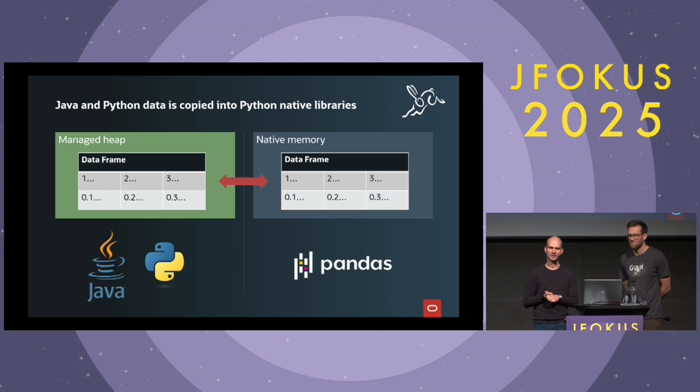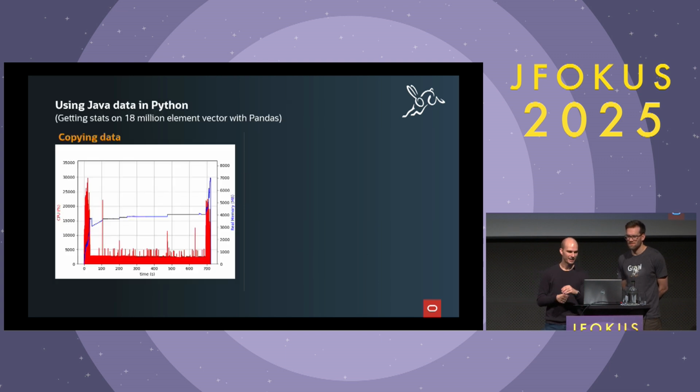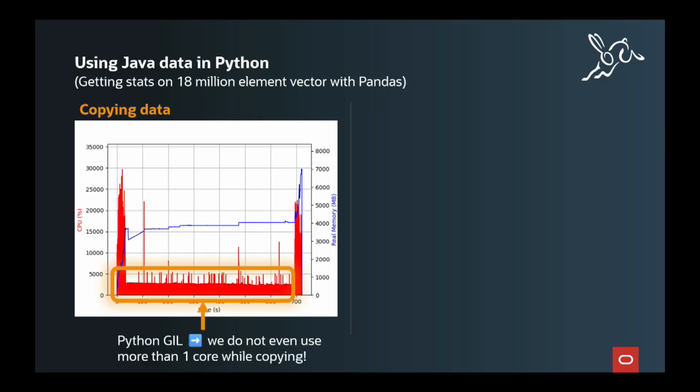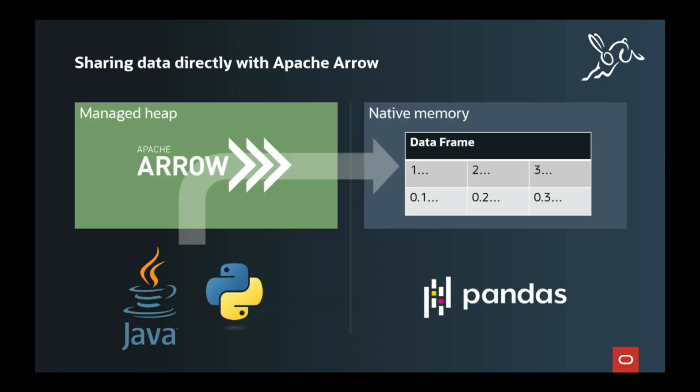It does use Python APIs for this, so it still does hold the global interpreter lock. And again, if we go back to my little example with the 0.5 GB CSV files, you end up waiting for Pandas to copy your data into native memory, using only one core, and then you're only doing a little bit of processing at the beginning and the end. And you're also using quite a bit of memory. Again, though, GraalPy has a solution for this.